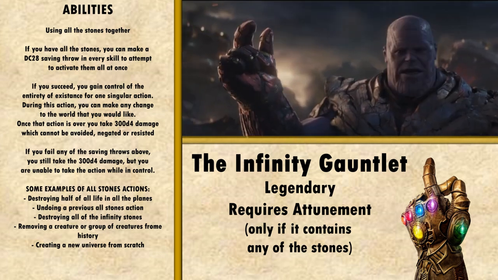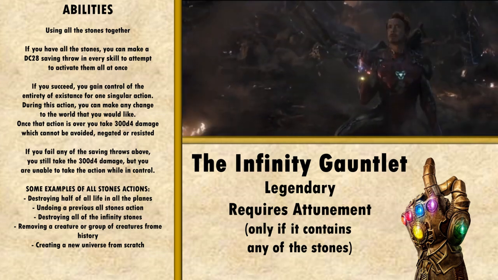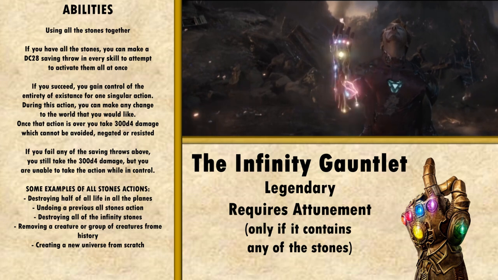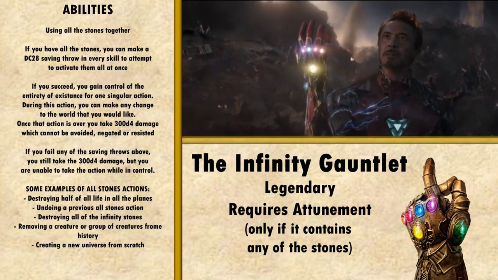The final ability of the Infinity Gauntlet is being able to use all the stones together. If you have all the stones, then you can make a DC 28 saving throw in every skill to attempt to activate all of them at once. If you succeed, you gain control of the entirety of existence for one action.